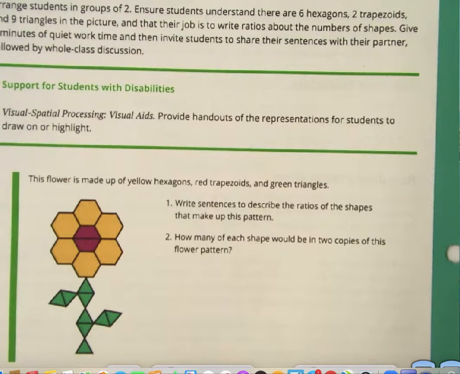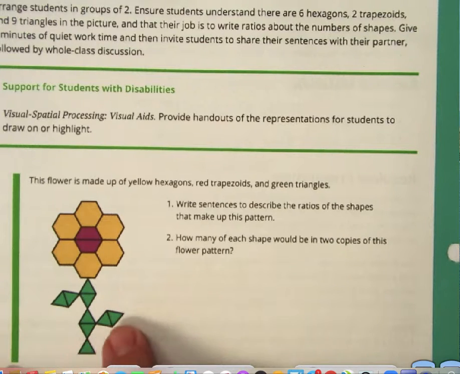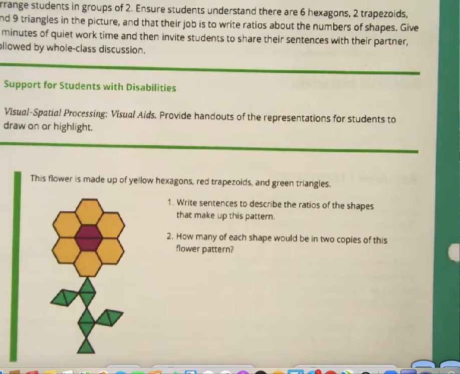Well, how many red hexagons are there? I'm sorry, yellow hexagons. How many yellow hexagons? 6. And how many triangles? I see 1, 2, 3, 4, 5, 6, 7, 8, 9. So my ratio of hexagons to triangles is 6 to 9. Can I simplify that and write it as something else? Yes, I could write it as 2 to 3.